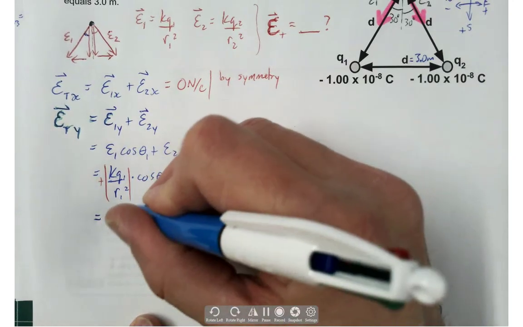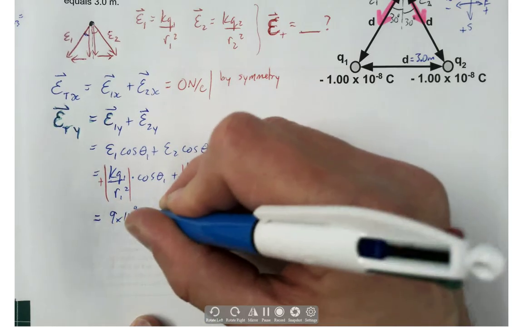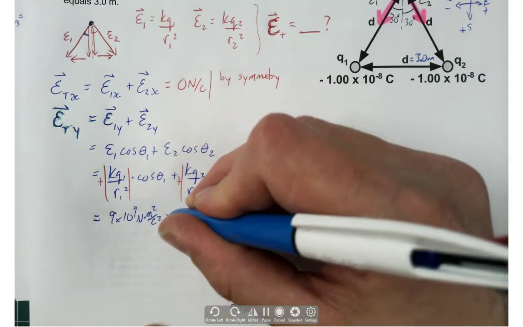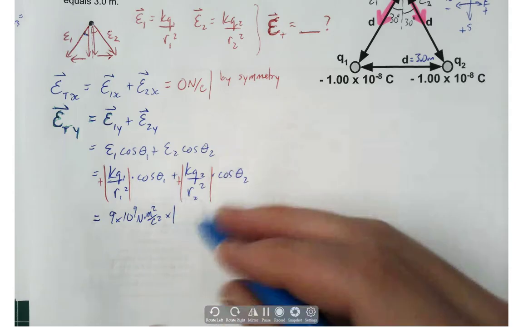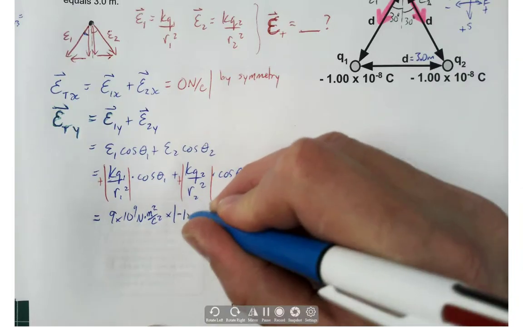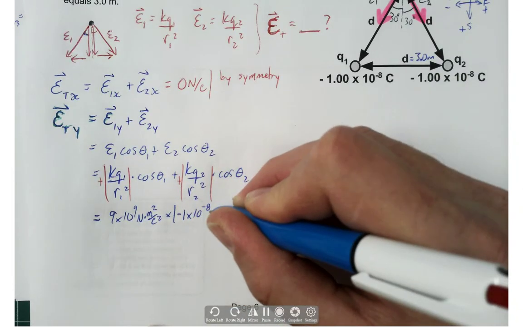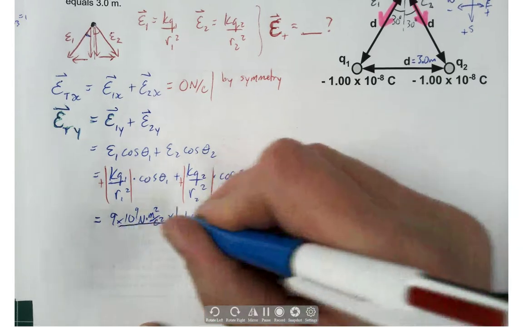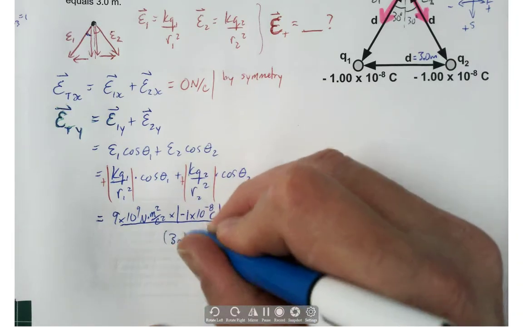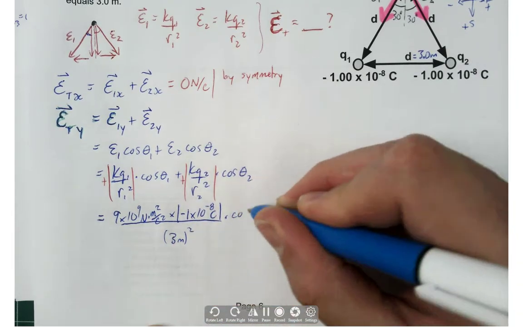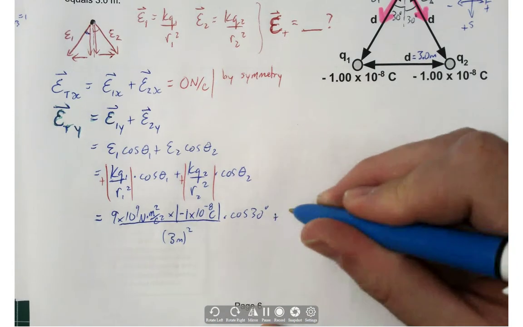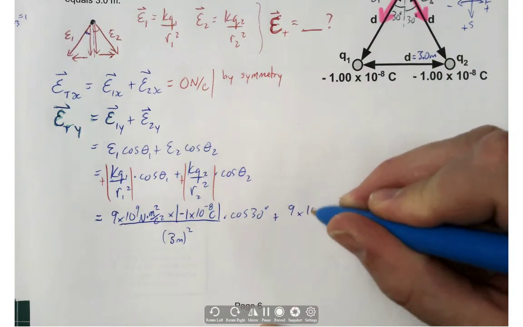So 9 times 10 to the power of 9 newton meters squared per coulomb squared times the absolute value of Q1, which was, it's a giant value of coulombs, negative 1 times 10 to the power of negative 8 coulombs, all divided by r1 squared, which is 3 meters, times cosine of 30 degrees. And then because of symmetry, the next term is going to be the exact same thing. But I'm still going to go through the process of subbing it in.